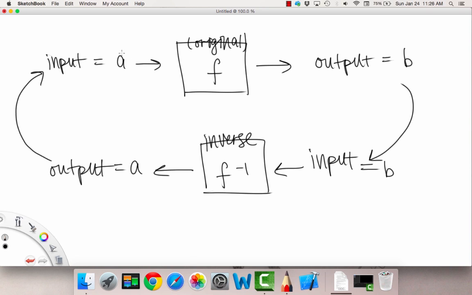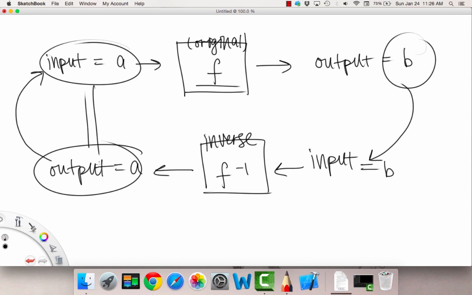So when we started with our original input, a, we stuck it into f, our original function. We got an output of b, and then we put that result into the inverse function. And we got back to a. These are the same exact things, right?